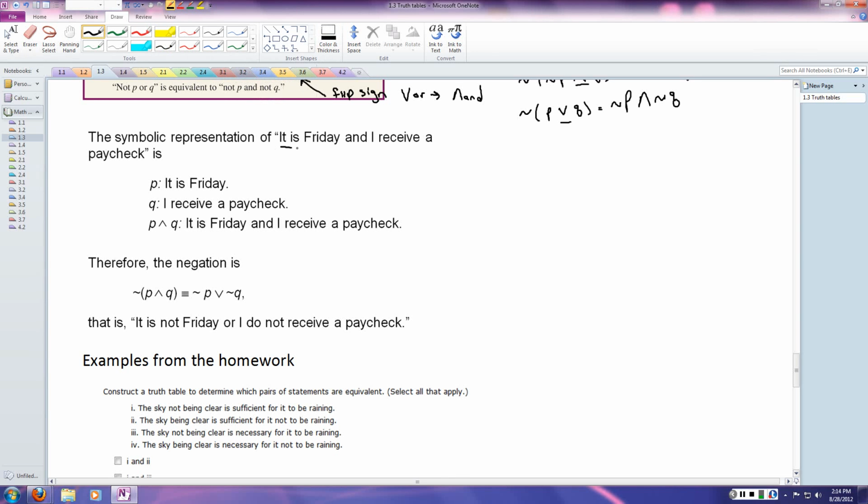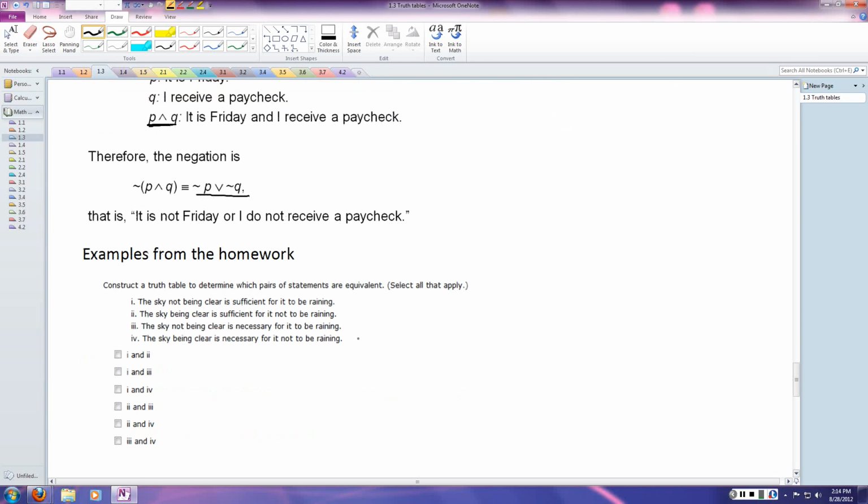So it is Friday and I receive a paycheck. We have the statement, it is Friday and I receive a paycheck, given by this, and we want to find the negation. The negation of P and Q would be not P or not Q. So writing that out, it is not Friday or I did not receive my paycheck. So the negation of the statement, it's Friday and I receive my paycheck, would be, it is not Friday or I did not receive my paycheck.